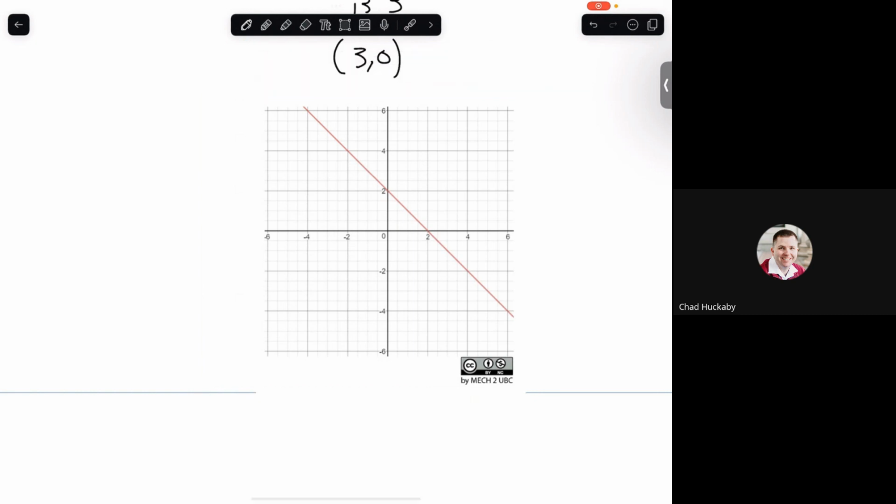So what we're trying to do with this problem is to find the equation. So which equation is graphed in the figure?